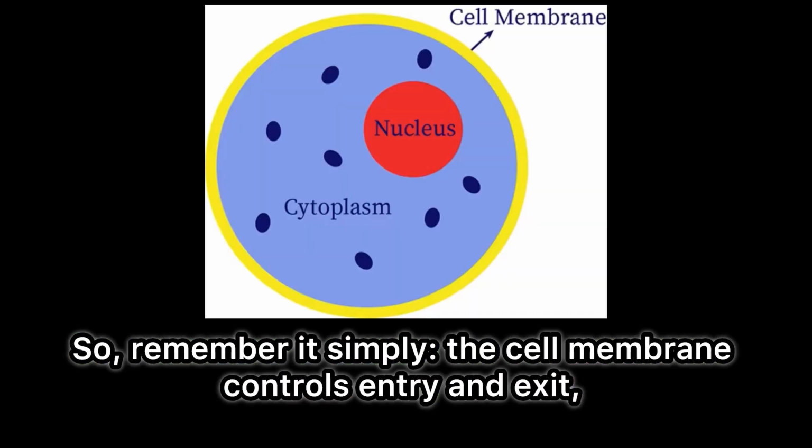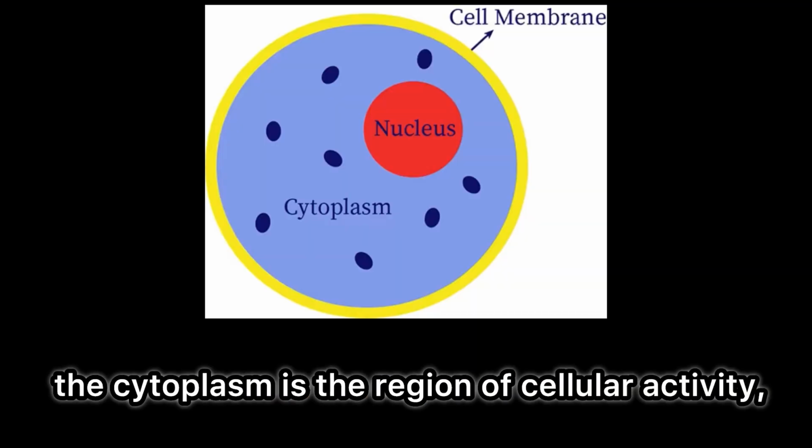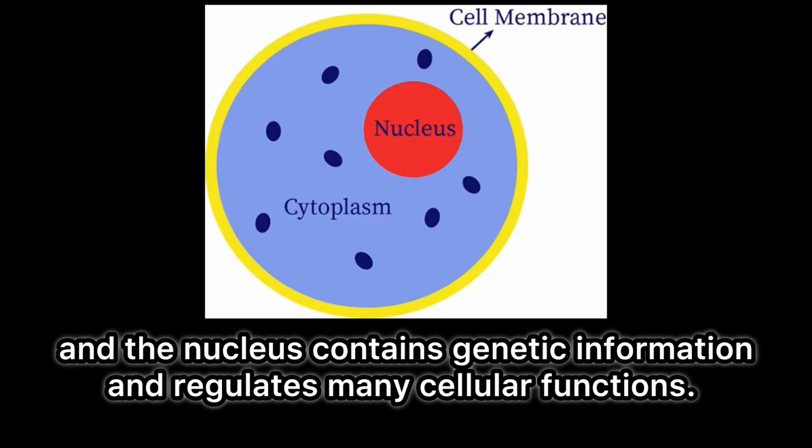So, remember it simply. The cell membrane controls entry and exit. The cytoplasm is the region of cellular activity, and the nucleus contains genetic information and regulates many cellular functions.